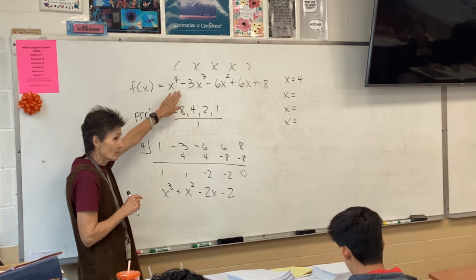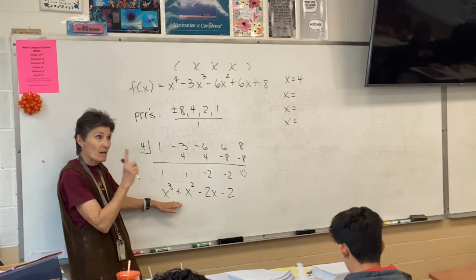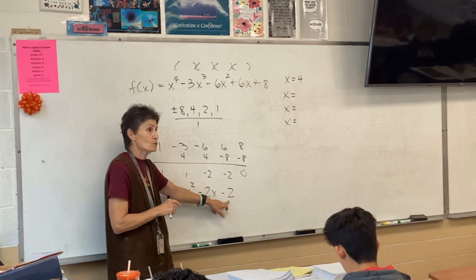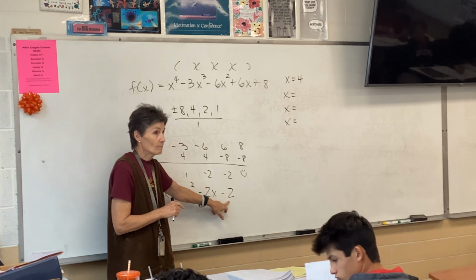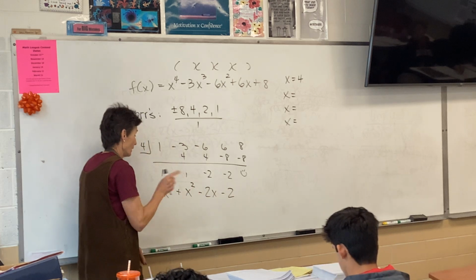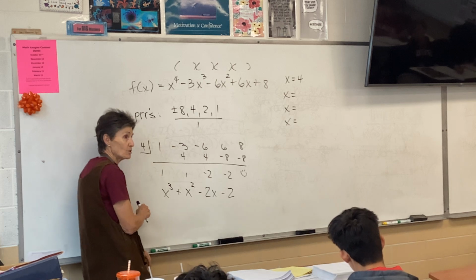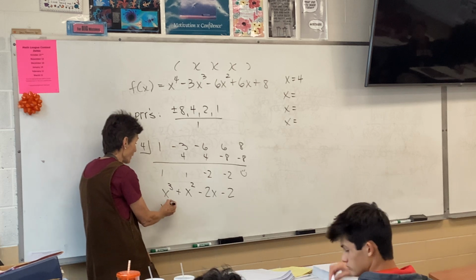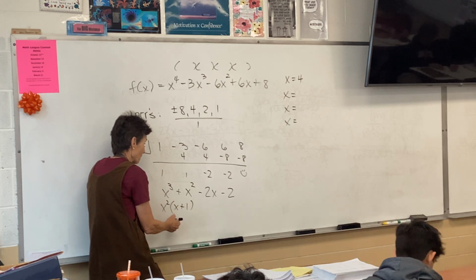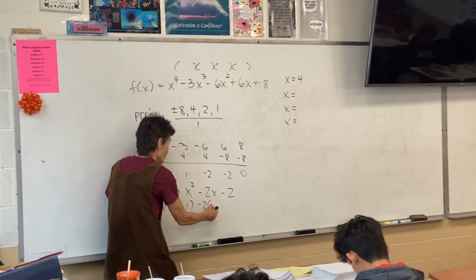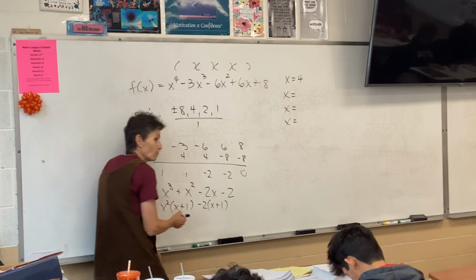I'm done with that original. Now I'm here, and my PRRs would be only factors of 2. But Elijah noticed this grouped. I hope you did too. We can take an x squared out of the first 2 and a negative 2 out of the second 2. See how that worked?